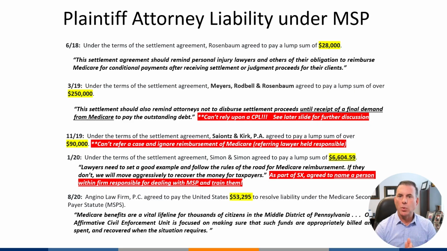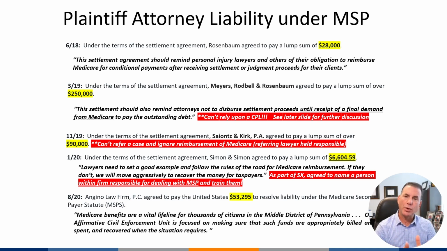So what I was talking about in terms of liability and risk in failing to properly resolve the Medicare secondary payer obligations, Medicare conditional payments, is that the government has become pretty aggressive about pursuing personal injury firms that fail to properly resolve Medicare conditional payments. And you'll see on this slide a list of different settlements that were as a result of failing to resolve a conditional payment or making mistakes.